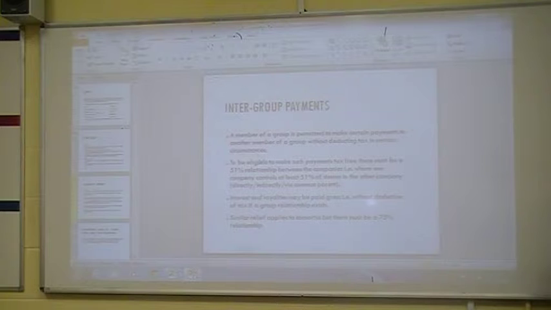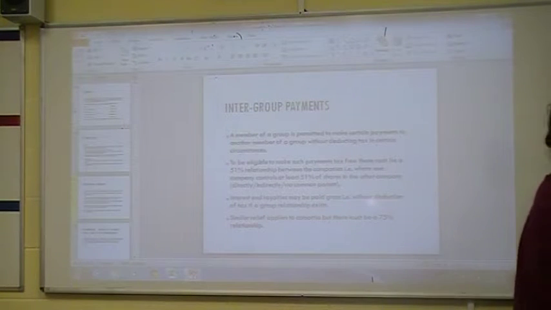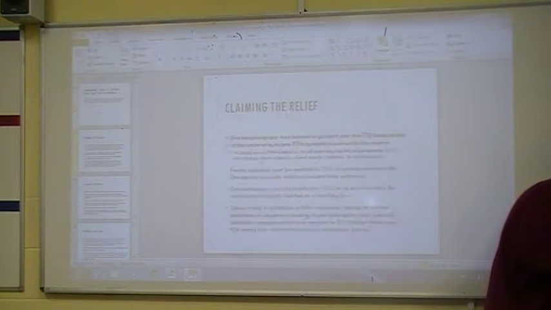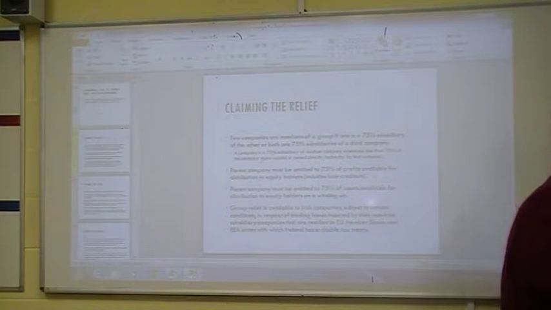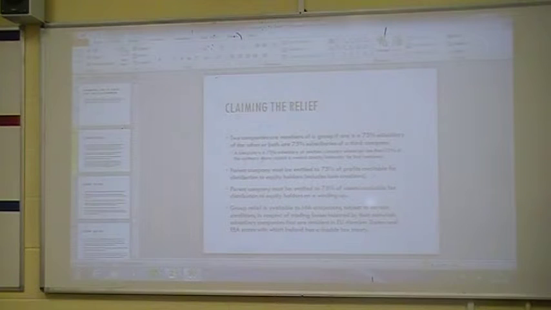So they're a good one to have, case 5 excess capital allowances. So the claim to relief then: 2 companies are members of a group if one is the 75% subsidiary of the other, or both are 75% subsidiaries of a third.